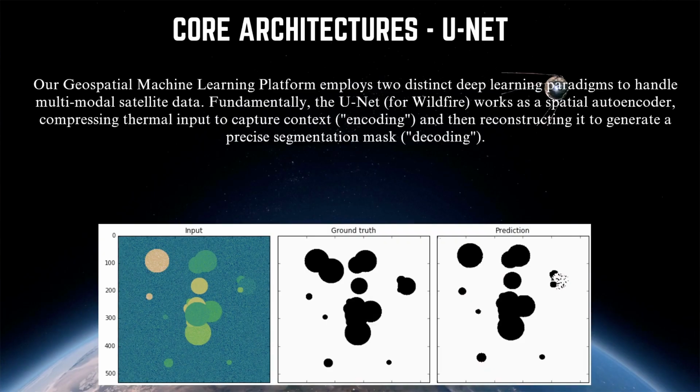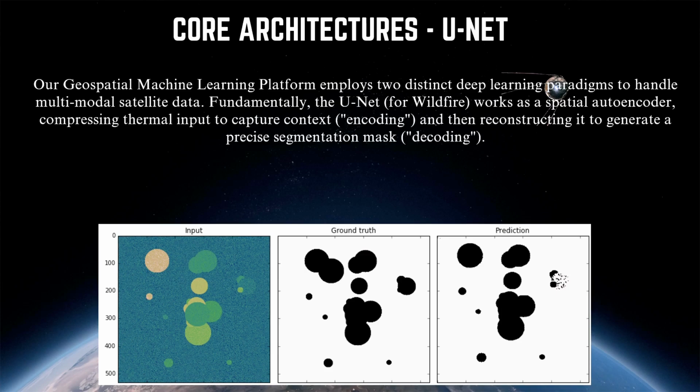Now let's discuss the core architecture that we use for our model, which is UNet. As you see on the screen, our platform needs to handle complex multimodal satellite data. To do this, for wildfires, we employ UNet which acts as a spatial autoencoder. Here is how it works in our project.